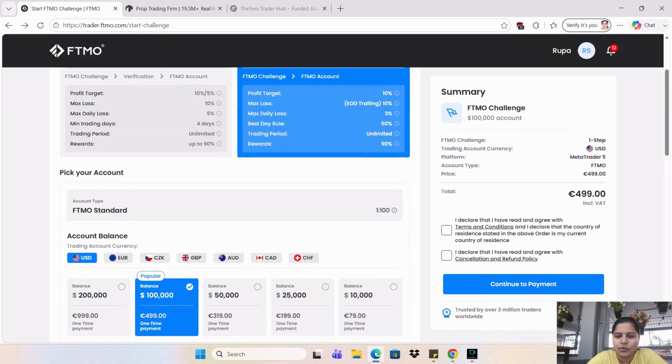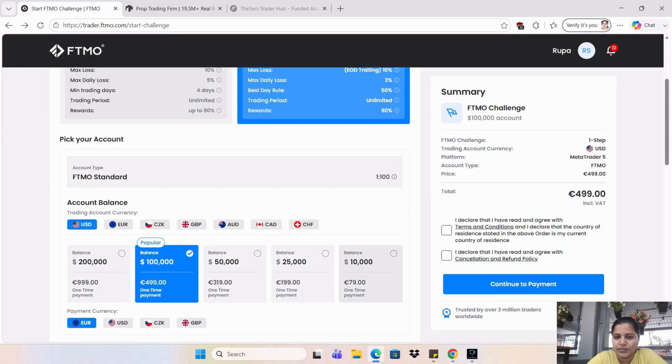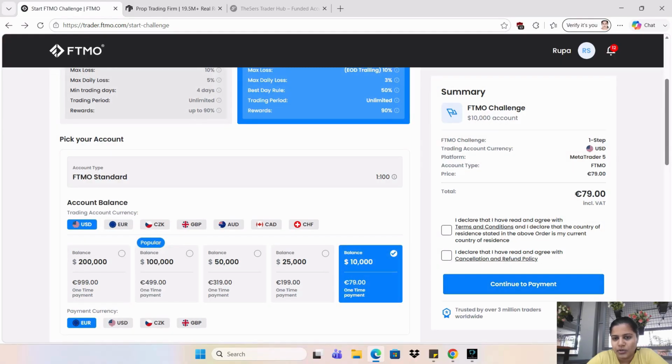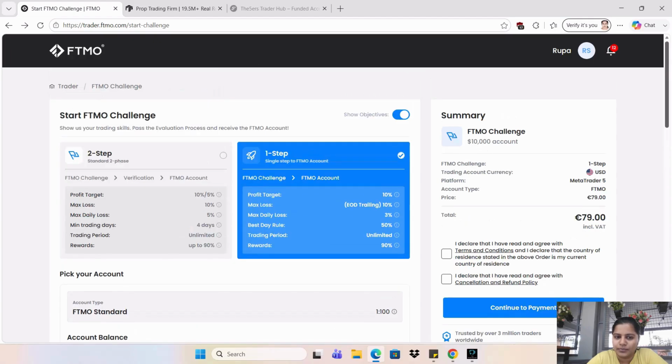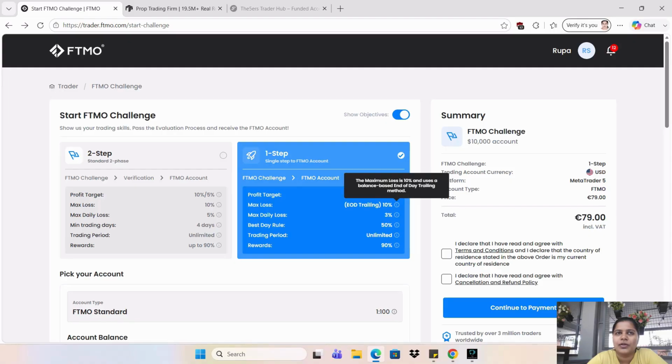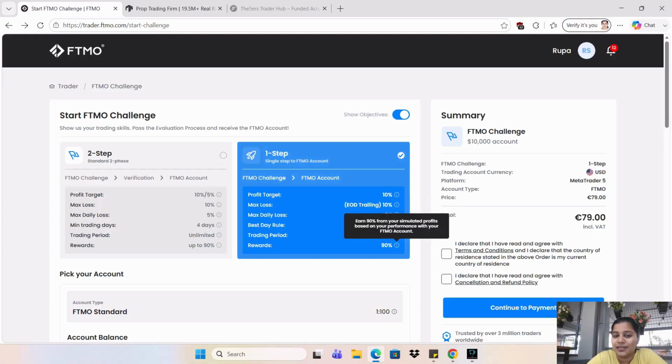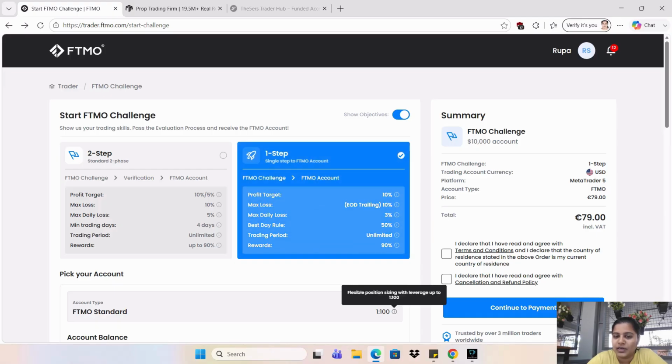Let's go. And one more difference is their maximum drawdown is trailing. So basically, there are two types of drawdown. The first one is static. Static is, for example, your initial account balance is $10,000, and they have the rule of maximum drawdown 10%. So it will be $10,000. So when I'm saying static, it will be fixed. But when I'm saying trailing, it will trail with your profit.